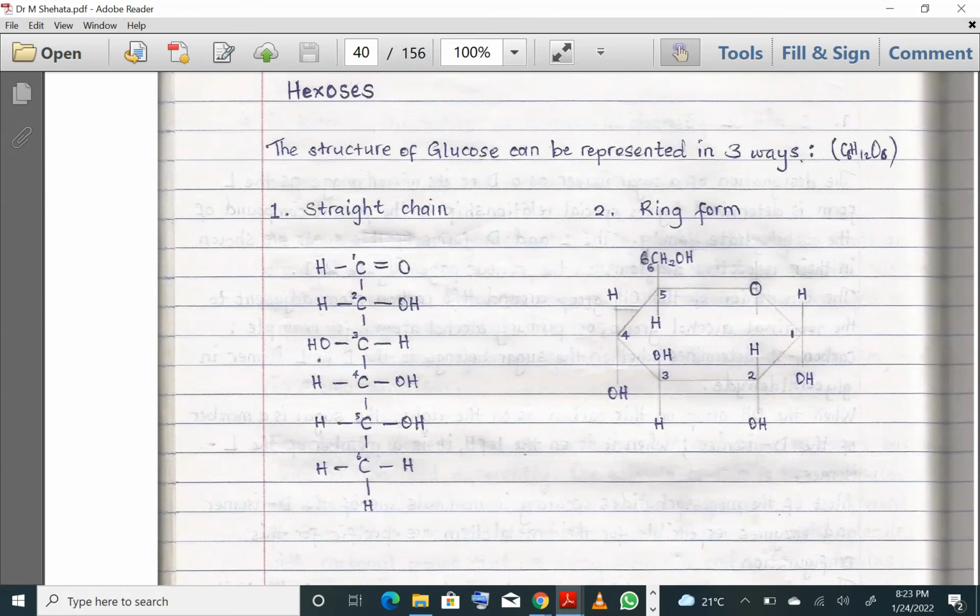So now let's talk about the hexoses. Remember what we said about the monosaccharides, how you name them: the name will give you the number of carbon atoms that are there. So if you hear trioses, that means there are three carbon atoms. Tetroses, four; pentoses, five; hexoses, six. So hexoses are just monosaccharides which have six carbon atoms. And this can be represented in three ways.